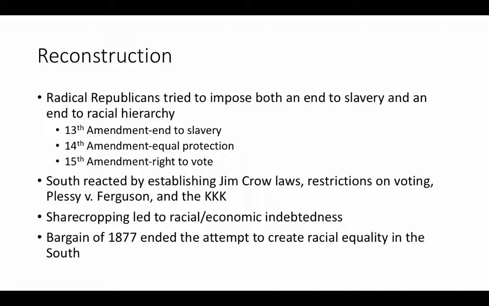Finally, in the bargain of 1877, during the election of 1876, the ballots that came back were in question over whether a Democrat or Republican would be the next president. So when the issue was settled, as it usually is behind closed doors, there was a compromise made. The Republicans would win the presidency, but the Democrats would get a South freed of military occupation. This was basically the end of Reconstruction.